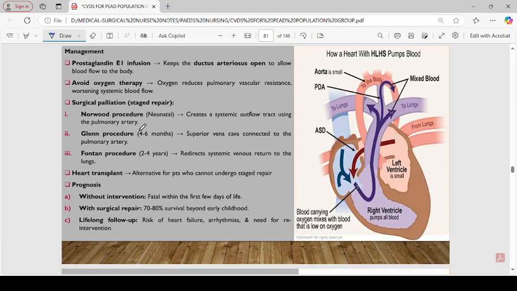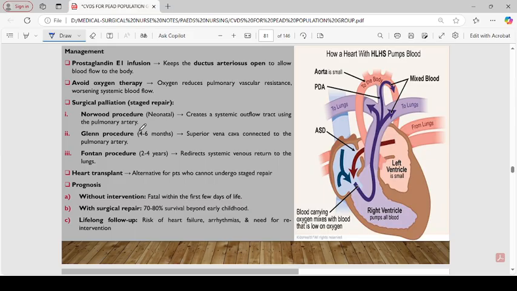You treat by giving prostaglandin E1 infusion just to keep the ductus arteriosus open to allow blood to flow to the body. Avoid oxygen therapy because oxygen reduces pulmonary vascular resistance, worsening systemic blood flow. In the surgical palliation, you could do staged repair. We are going to have the Norwood procedure for the neonates to create a systemic outflow tract using the pulmonary artery. Then the Glenn procedure, where the superior vena cava is connected to the pulmonary artery, and the Fontan procedure, which redirects systemic venous return to the lungs. We could also do heart transplant, which is an alternative for patients who cannot undergo staged repair.